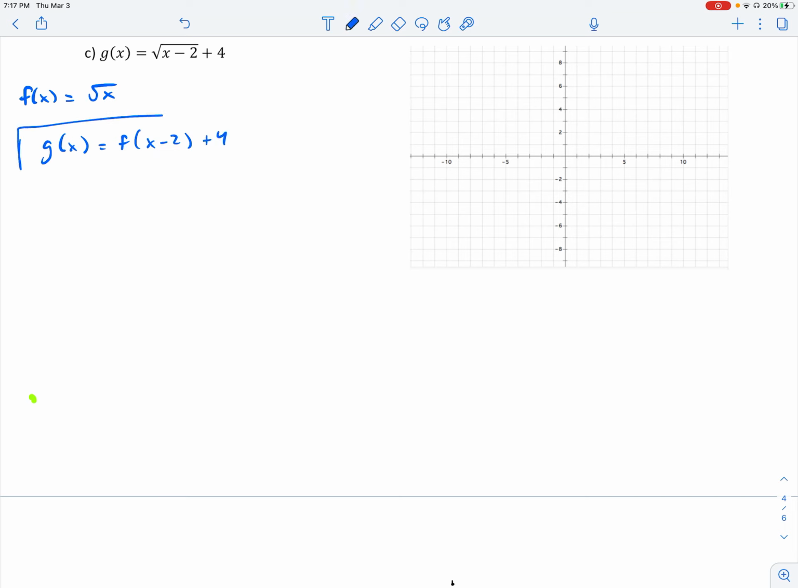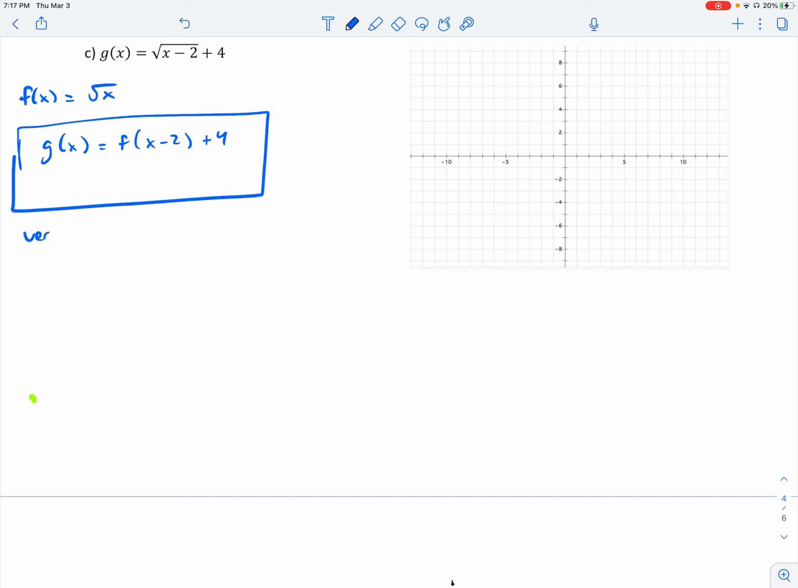And then we can just add 4. So this shows the transformations in function notation. This tells me the instructions on what to do to f of x in order to get g of x, this up here.